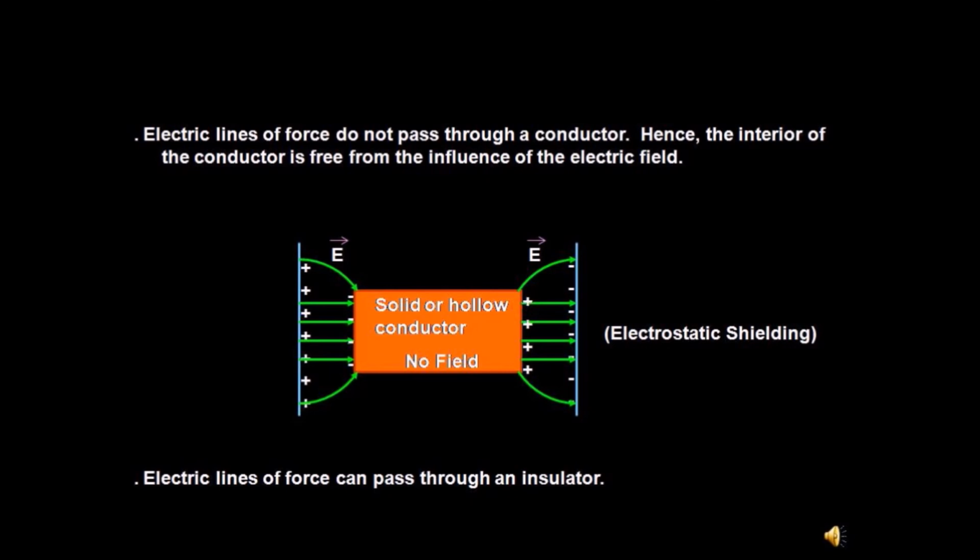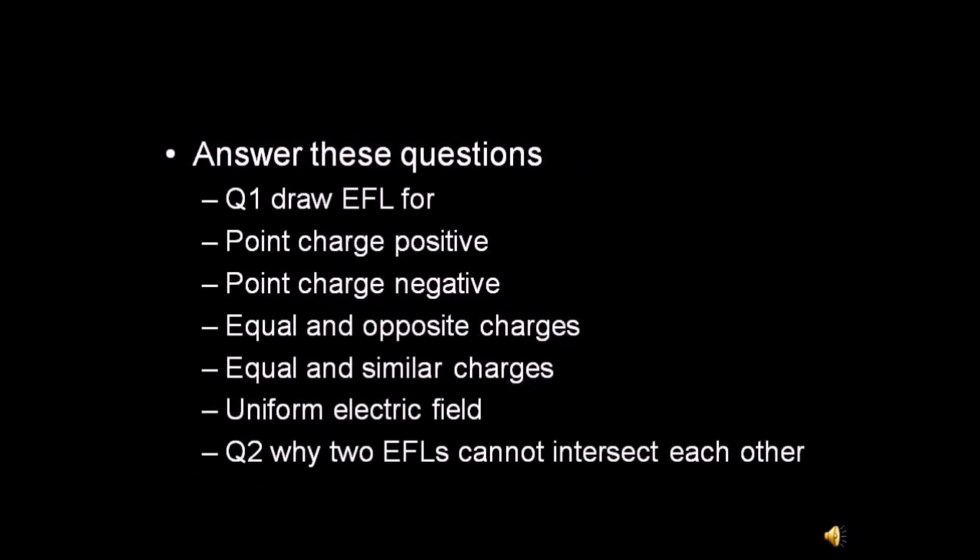Now in place of a conductor, if we take an insulator, then the insulator allows the electric field lines to pass through. The detail of this property will be explained in the topic polarization. Some diagrammatic questions: you have to draw electric field lines for different systems which we have understood.